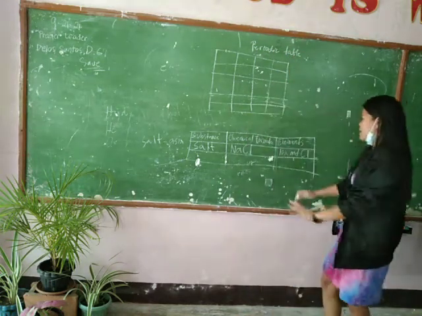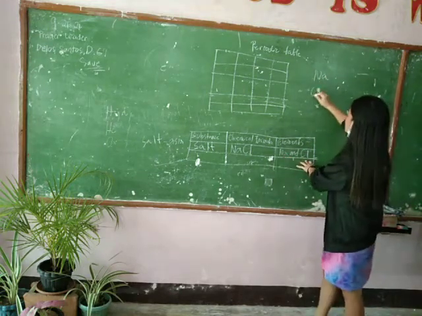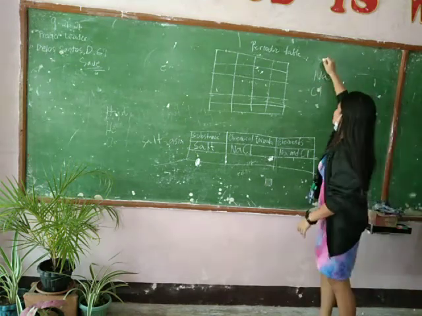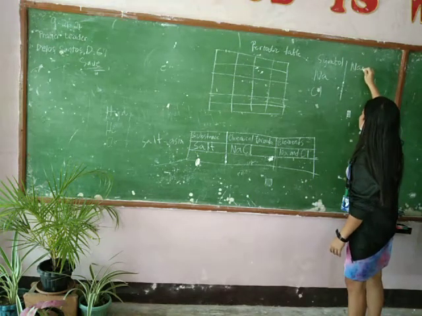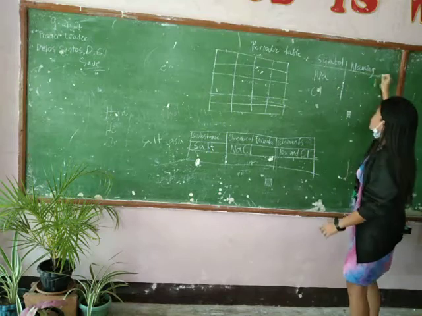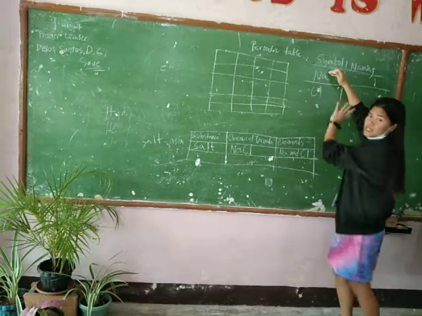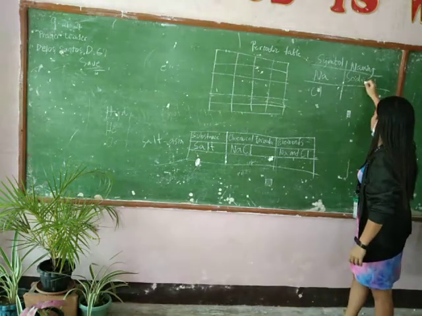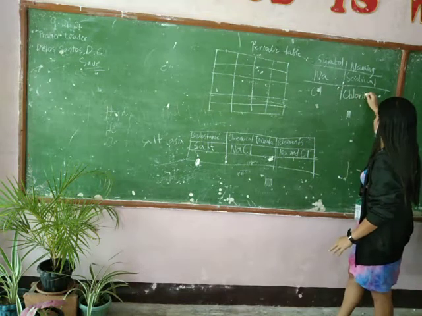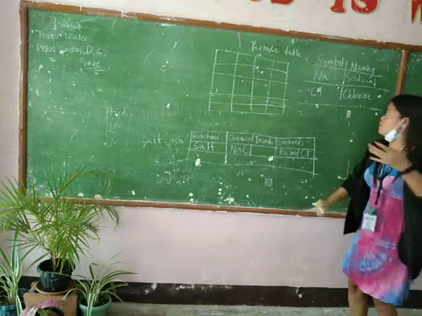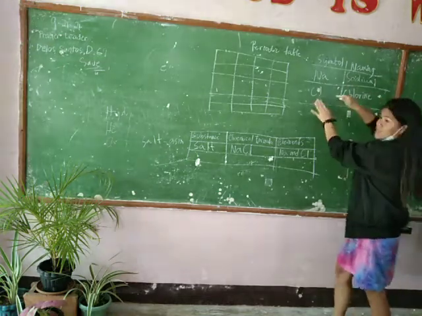Now, ang ating elements ay meron siyang Na at meron siyang Cl. The symbol and the naming. Ito yung symbol, ito yung naming. Na is for sodium. Cl is for chlorine. So, that's why the symbol of sodium is Na and the symbol of chlorine is Cl.